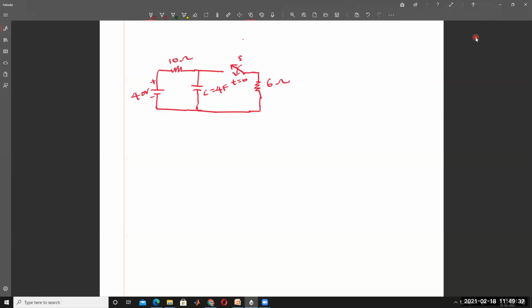So what is the question? That's the first question: VC of 0 minus. So what is the meaning of the switch? At t = 0, the switch is closed. Understood? At t = 0, the switch is closed.